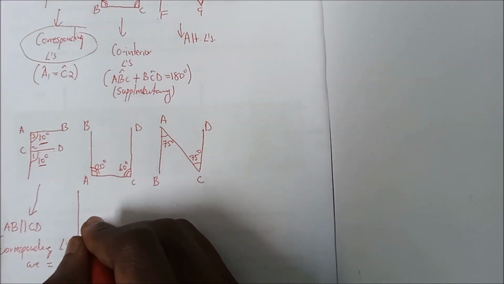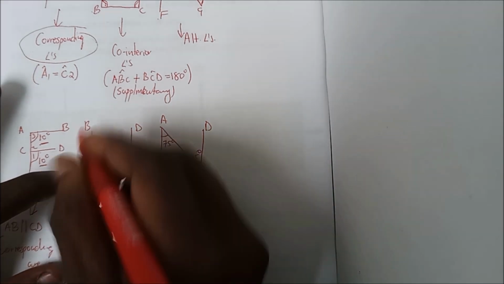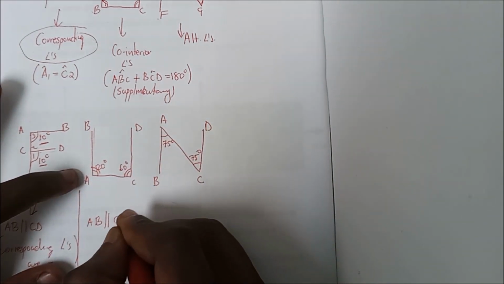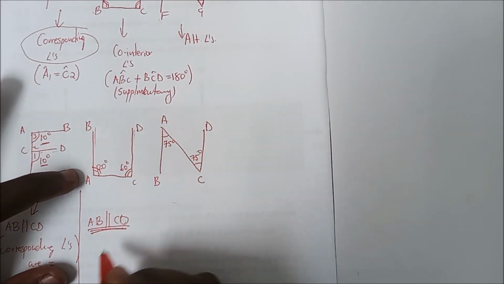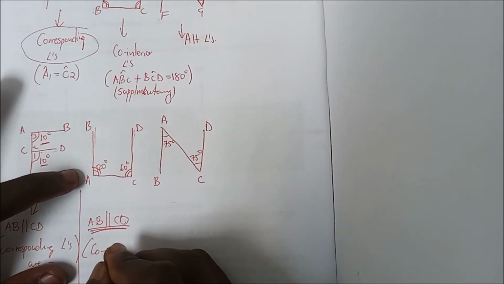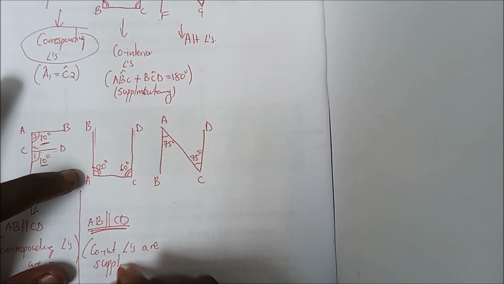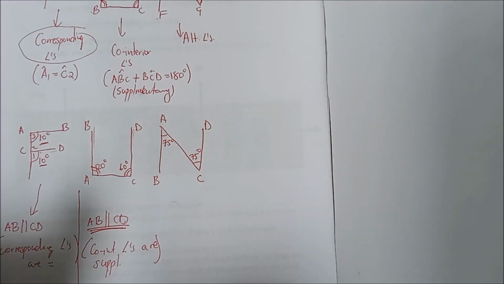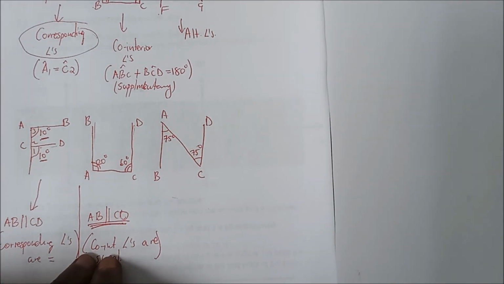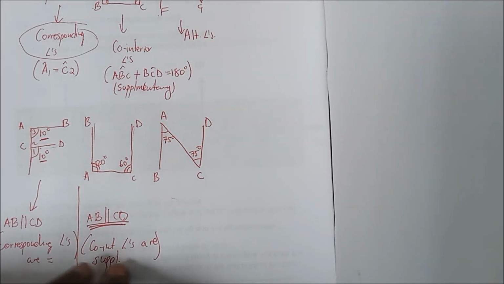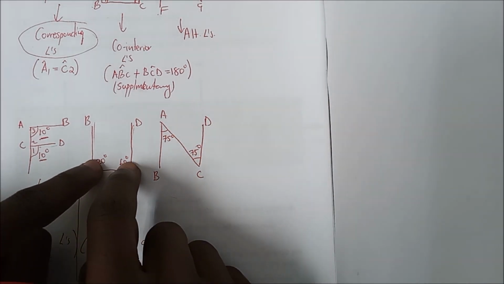Why are they parallel? So we say AB, which is this line, is parallel to CD, which is this line. So why are we saying this? Why is this true? Simply because co-interior angles are supplementary. Remember, we used supplementary and we said they add up to 180 degrees. If you don't want to use supplementary, you can just say co-interior angles add up to 180 degrees. If the co-interior angles add up to 180 degrees, then those two lines are parallel.